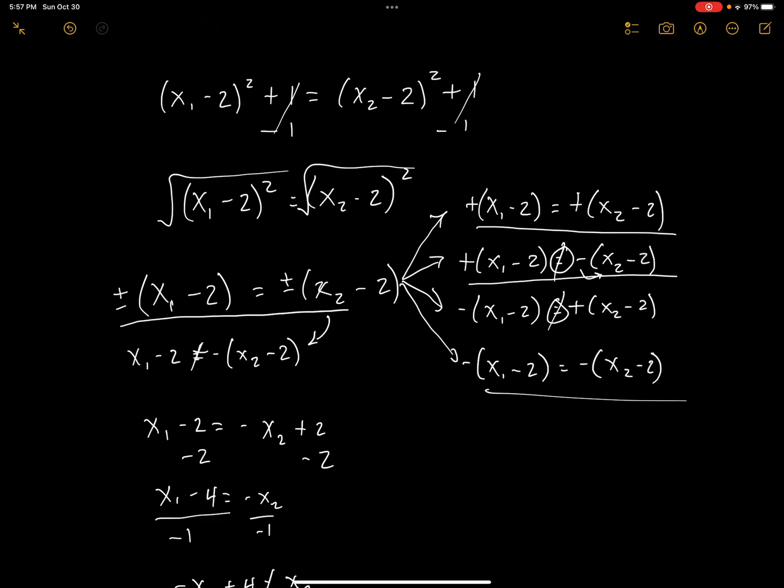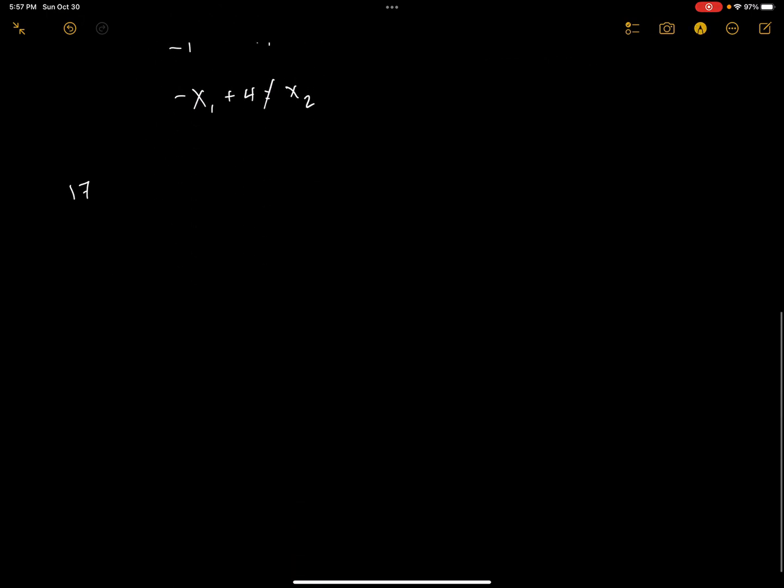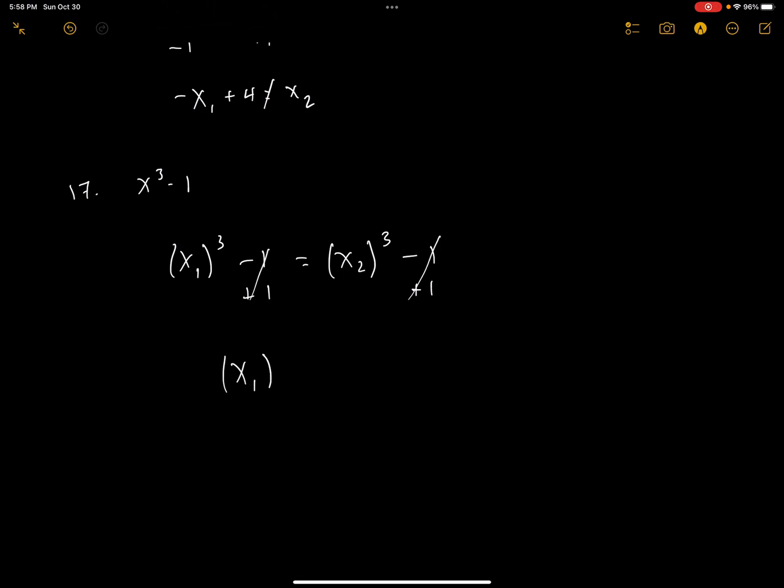So let's look at 17 real quick as well. 17 is x cubed minus 1, right? So we're going to do the same thing where we've got x1 cubed. Now this whole thing needs to be cubed, minus 1 equals x2, the entire thing is cubed, minus 1. Now, I'm trying to see, okay, are these two sides equal to each other in every possible way, right? So I'll add 1, they cancel off from either side, and I've got x1 cubed is equal to x2 cubed.